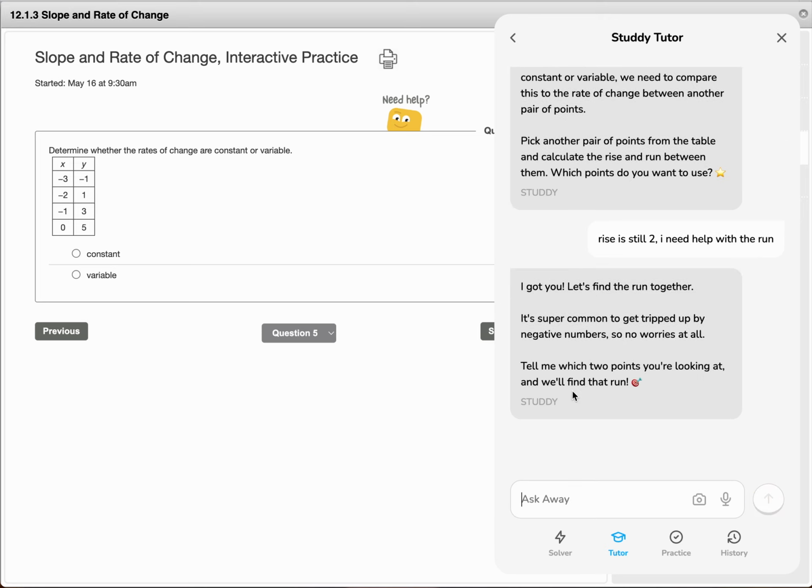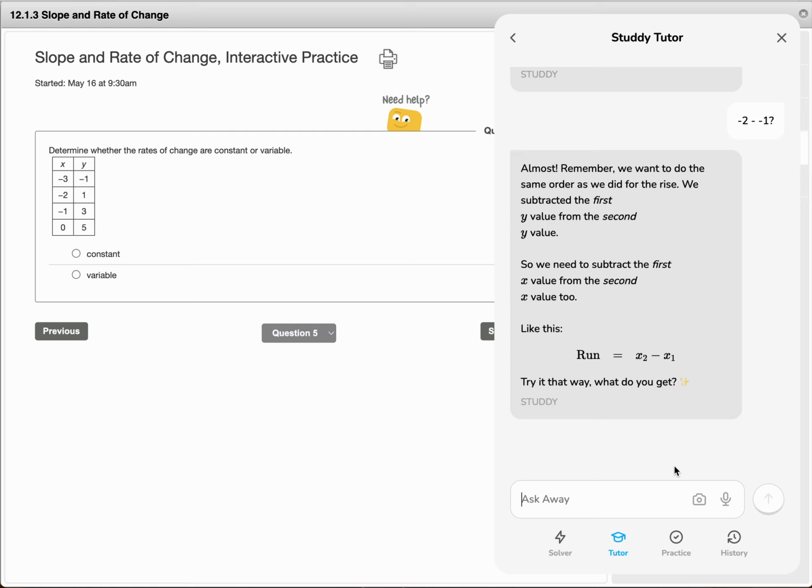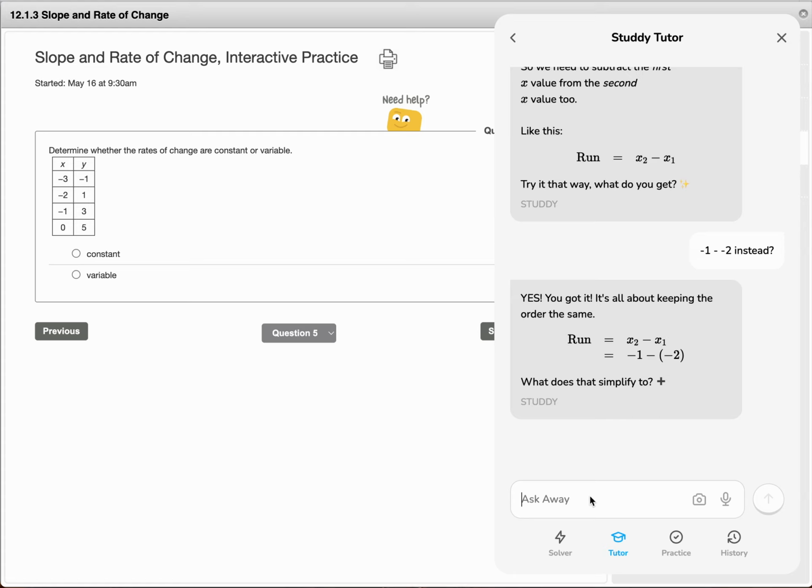And so maybe I'll say -2 minus a -1. And it's giving me a nice little check, right? So what happened was before we started with -2 and subtracting the -3. So we need to do that same pattern, -1 subtracting the -2. And that's what it's helping us understand here. So I need to do -1 minus the -2 instead. Okay, and what do I get? I'm gonna get 1 again.